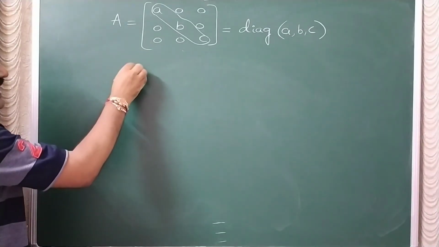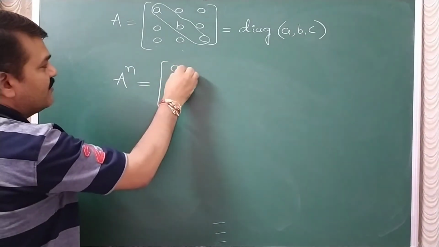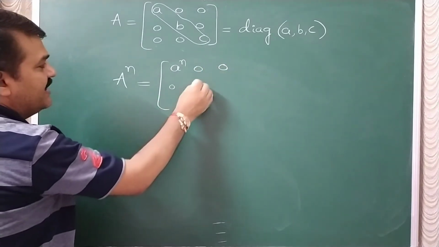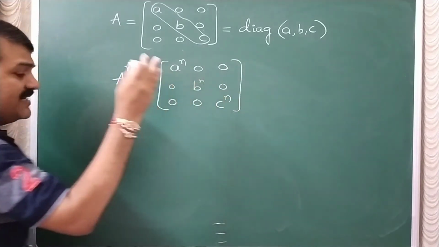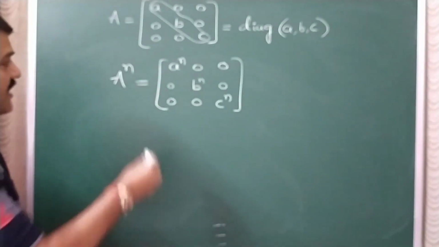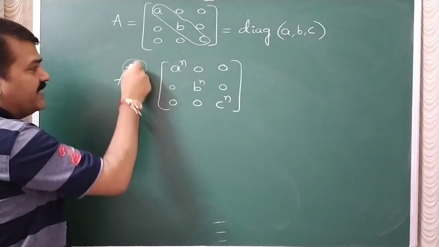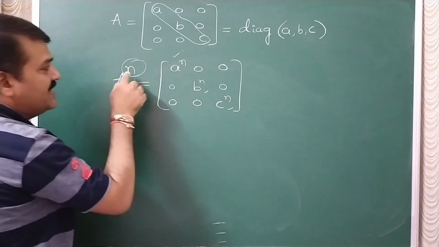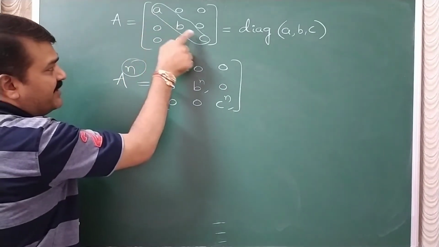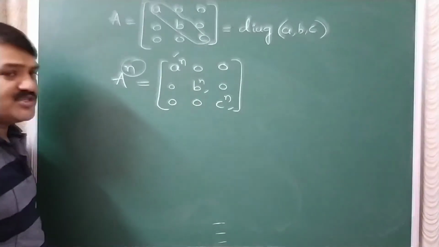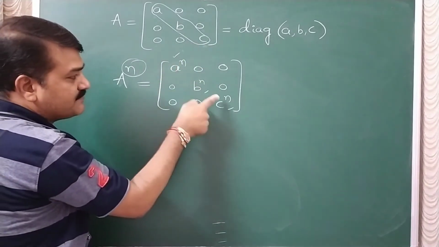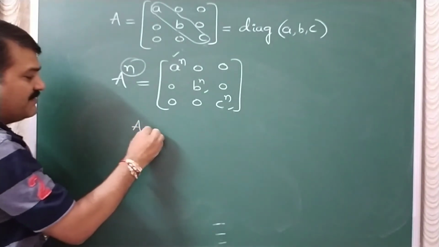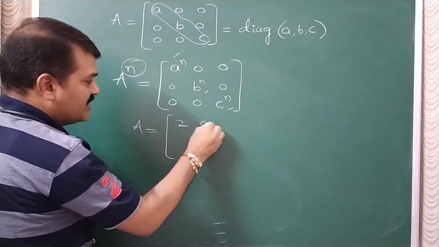So when A is a diagonal matrix like this, A power n, this is the shortcut formula you have to remember. A power n can be taken like this. Means what? When A is a diagonal matrix, A power n means this power n directly will be taken to diagonal elements. See, A power n means for diagonal elements we took power n directly. That is what a simple shortcut. This is simple shortcut.